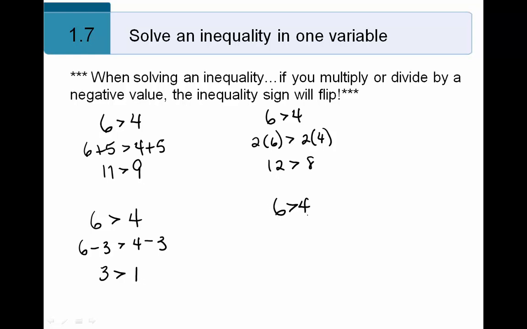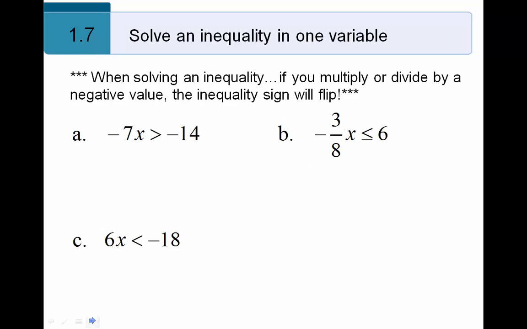But if we take that same inequality and we multiply both sides by a negative number, and I'll use negative 1, we end up with a negative 6 on the left and a negative 4 on the right, and we know that negative 6 is actually less than negative 4. This supports what the previous slide suggested, and that is, if in the process of solving an inequality we have to multiply or divide both sides by a negative number, the inequality symbol is reversed. That way we maintain the truth of the statement and the original solution set.